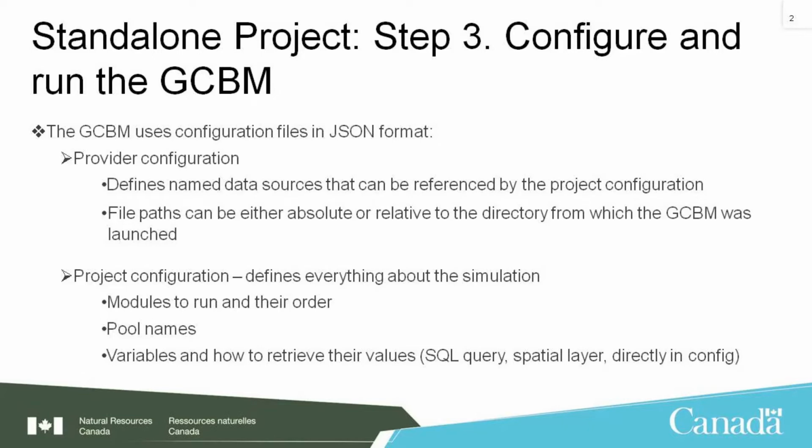Gcbm_project/templates. There are two general types of configuration files: provider configuration files, which define all of the data sources that can be referenced by the modules using file paths that are either absolute or relative to the directory from which the GCBM was executed, and project configuration files, which define everything about a simulation: the modules to run and their order, all of the carbon pool names in the simulation, and the data variables and how to retrieve their values.